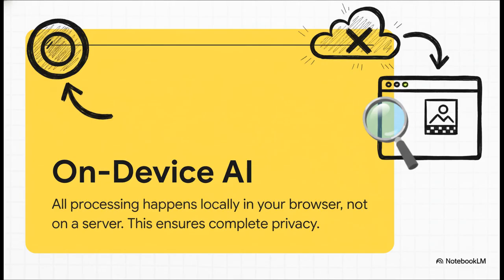So how on earth is that possible? It's all thanks to something called on-device AI. Think of it this way. Instead of sending your photo out to some mysterious lab to get processed, Kamero basically brings all the lab equipment right to your desk. The AI model runs directly inside your web browser. Nothing ever gets sent out, ever.